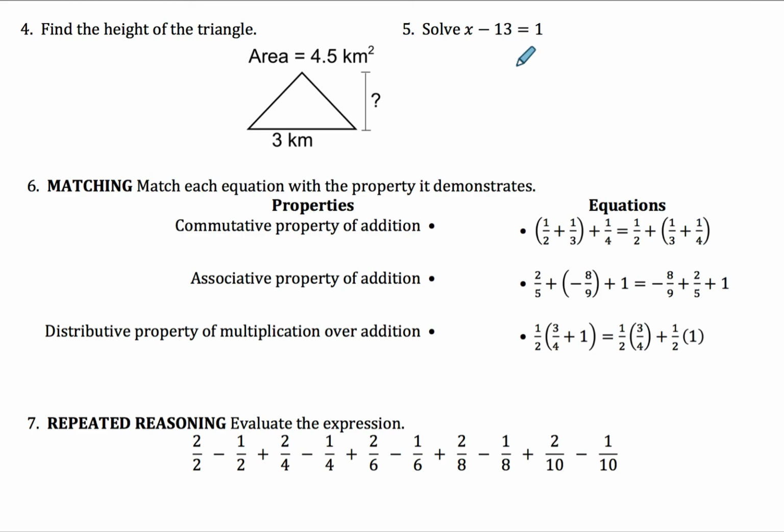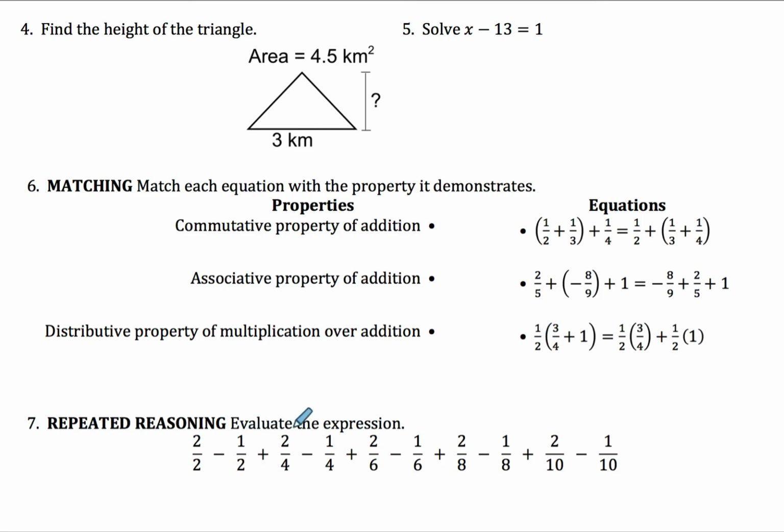Number 6, match. Match each equation with the property it demonstrates. Now, we've talked about the commutative and associative properties. They are in your notes from near the beginning of the school year. So just look back probably around page 5 or 6. Distributive property, you should know what that is. It's the distributive property of multiplication over addition. I don't remember if it's in your notes. It probably is somewhere. And then these are just ones where you connect it to where it goes, that sort of thing.